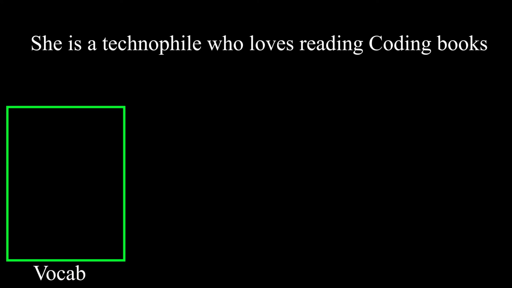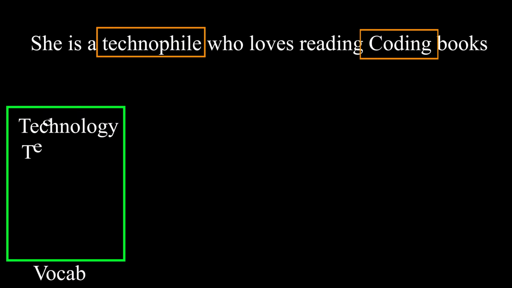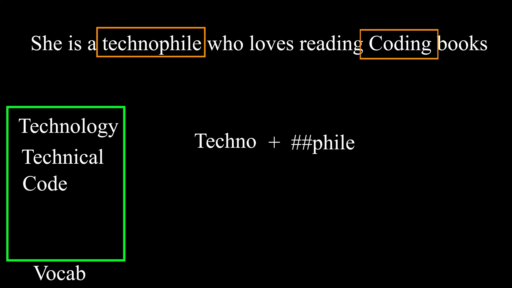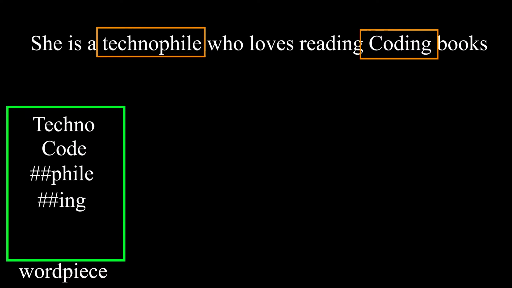For example, here's a sentence. With word level tokenization, it might mark technophile and coding as unknown, even if the vocabulary contains similar words like technology or technical or code. But with the Wordpiece tokenizer, words like this will break down into subwords like techno plus double hashtag file and code plus double hashtag ing. In this way, Wordpiece tokenization can split unknown words into subwords that may be in the vocabulary and thus preserve some meaning of the original word.